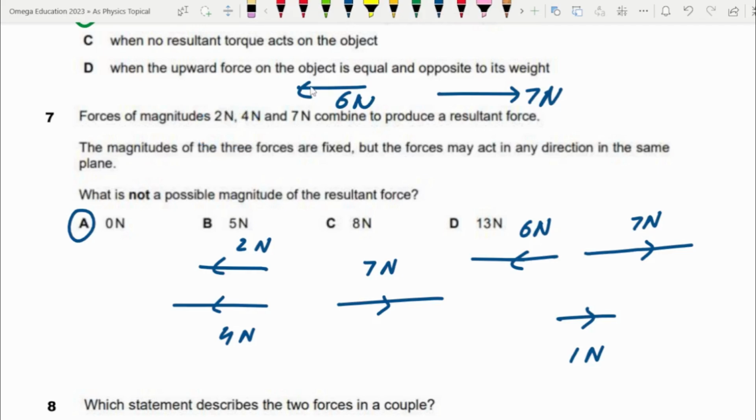You cannot get any other force, you cannot get the resultant less than 1 Newton. There's no other way you combine these two forces so that the resultant force is less than 1 Newton. So 0 is mathematically not possible. So you cannot have a 0 resultant force if the values of the three forces are these.